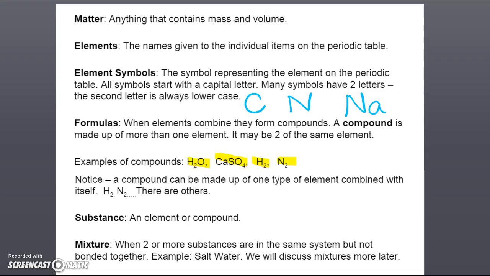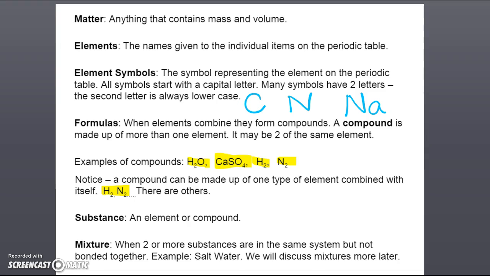Notice that the first one, water, which you might be familiar with, H2O, has two different elements, but something like N2 over here is just nitrogen, and there are two of them. So again, a compound can be made up of one type of element combined with itself, such as H2 or N2, which were two of our examples up there. There are many others, and we will be studying a lot of compounds this year, as well as learning how to name something like this in the near future.